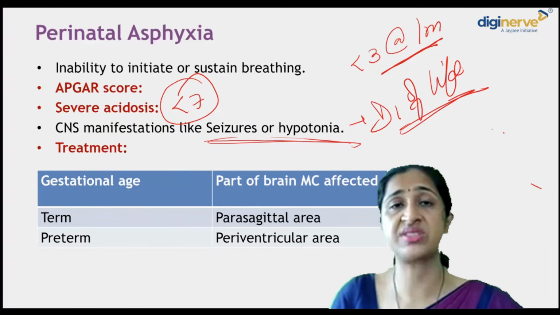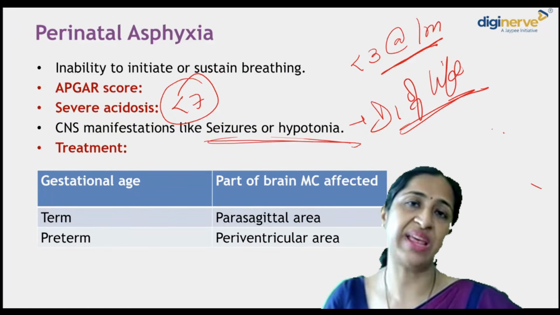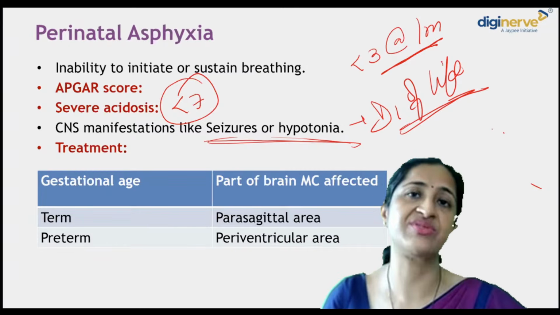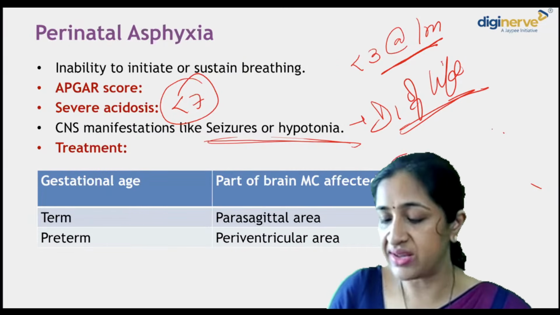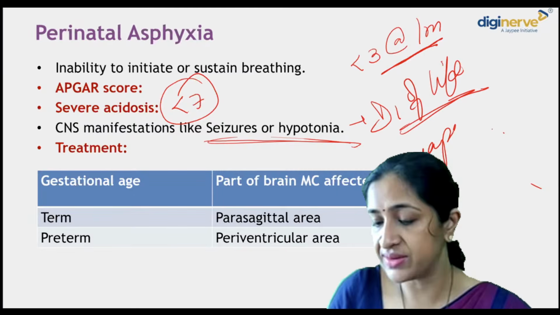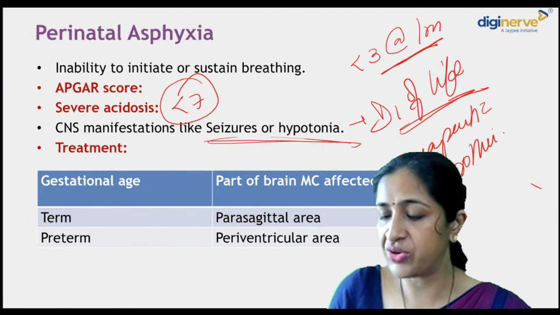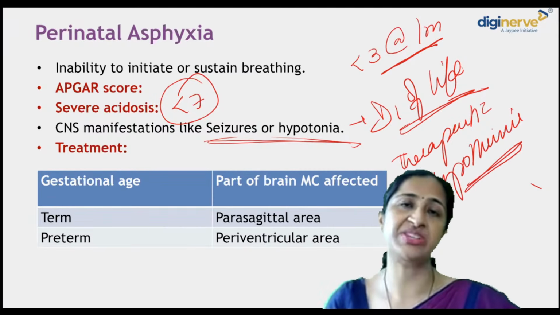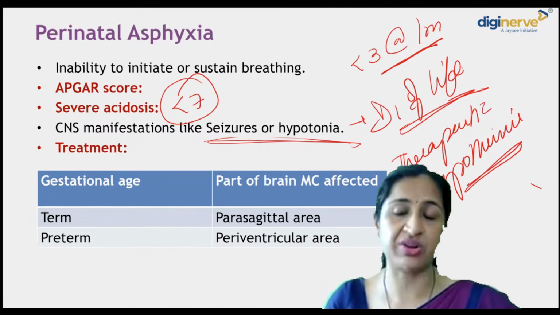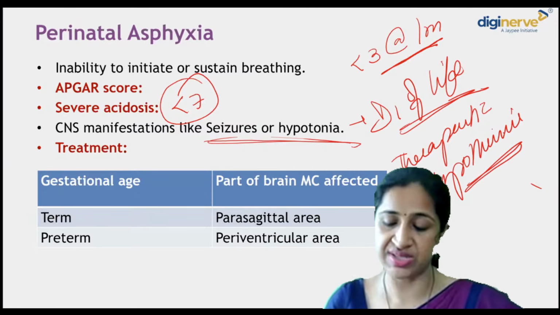What do you do? What is the only therapy we have for perinatal asphyxia which is not prophylactic? That is therapeutic hypothermia. Therapeutic hypothermia is the only measure we have for treatment of this. Rest all are preventive measures.